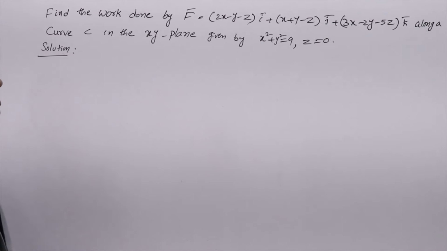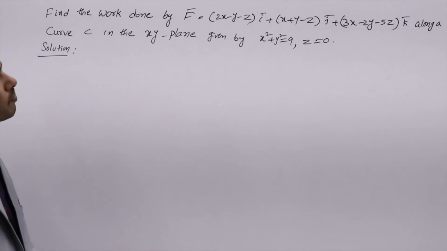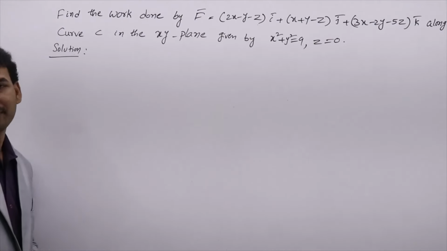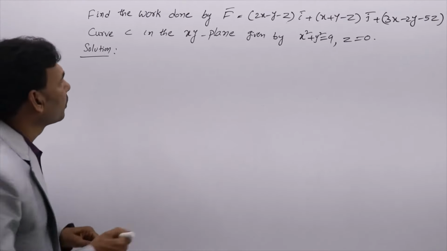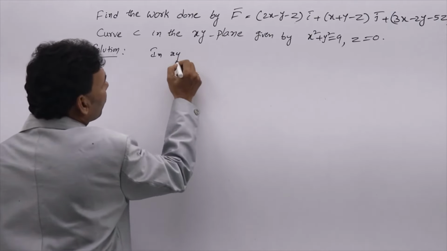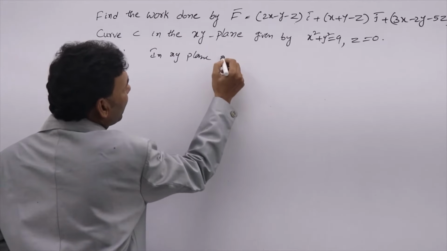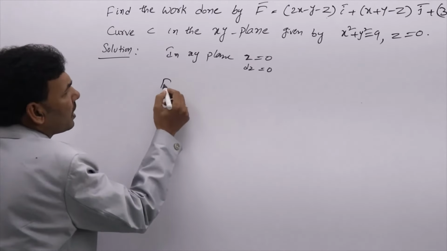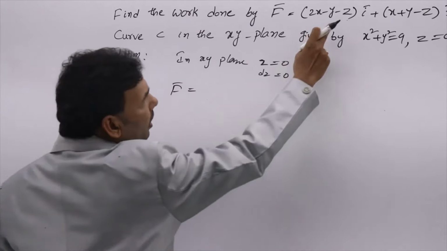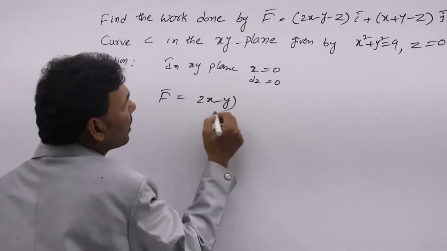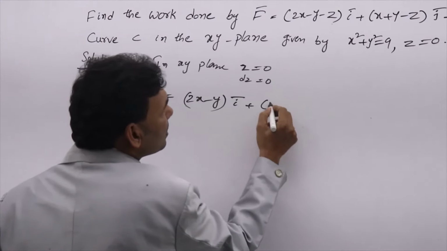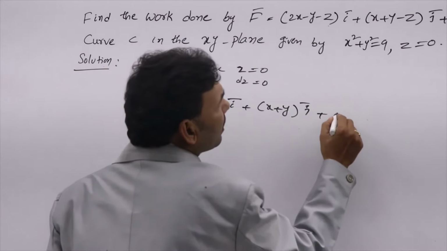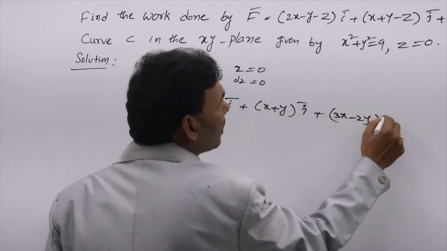Find the work done by force F bar in the xy plane along the curve, this one, a circle actually. So in the xy plane z is 0, and clearly from the start we can write z = 0 and dz = 0. Then F bar becomes like this: if you write 0 in the place of z in F bar, (2x minus y) i bar plus (x plus y) j bar plus (3x minus 2y) k bar.